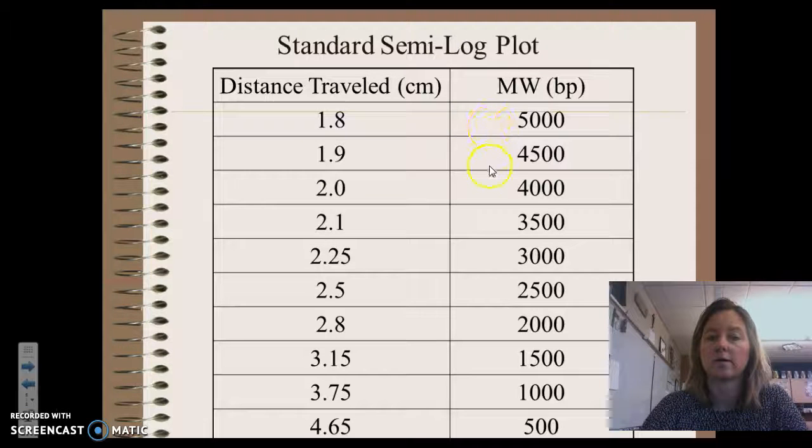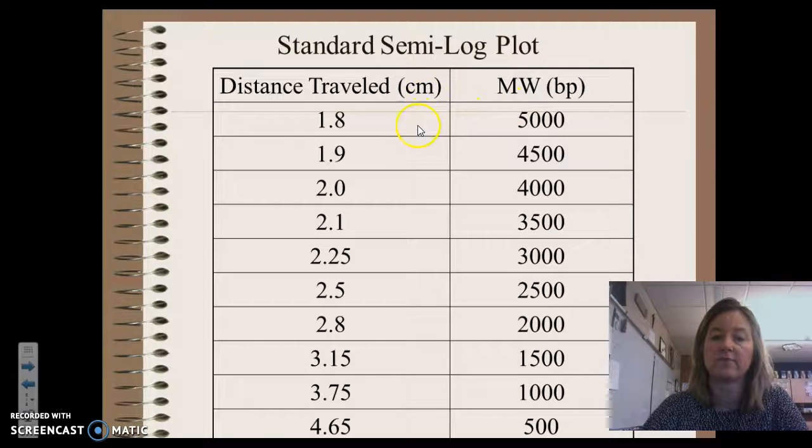So on our standard, on our ladder, we know that there are base lengths that are 5,000 long, 4,500, 4,000, and on down to 500 being the shortest base pairs. Okay? The MW up here stands for molecular weight, and it makes sense that the more base pairs we have, the more that DNA fragment weighs. Okay, so those go hand in hand.